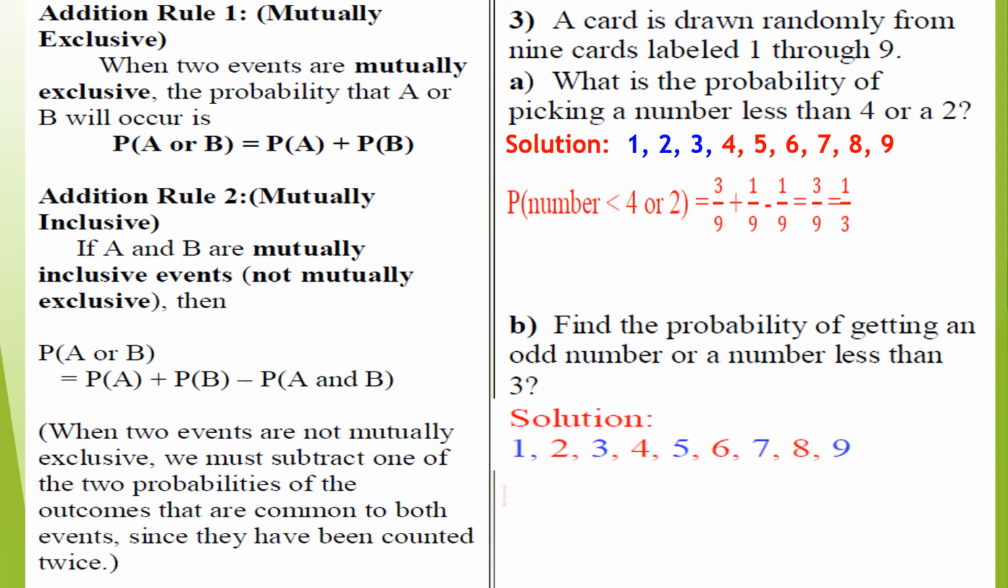So we have 1, 2, 3, 4, 5, 6, 7, 8, 9. The probability that it is an odd number: there are 5 of them, 1, 3, 5, 7, and 9. So 5 over 9 plus, less than 3, there are 2 numbers, 1 and 2, so 2 over 9. Minus the odd number that we have counted 2 times, which is 1. So 1 over 9. Therefore, this is 6 over 9 or 2/3.